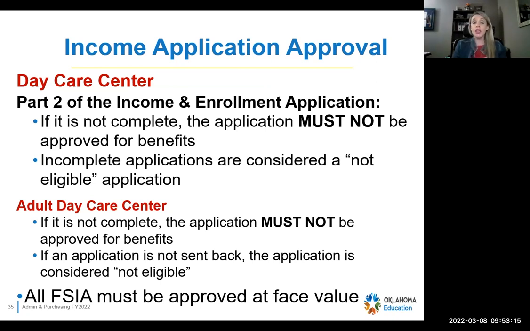So with the income application approval, again, for daycare centers we do ask that the parent fill out the top section for the enrollment form. If they do not want to fill out part 2, if they don't complete part 2, it's not eligible. If they leave it blank or put an X or an A, it means they don't want to give you the information. So that is an income application. If it's not completed, it just means they're not eligible. They will go on the not eligible section.